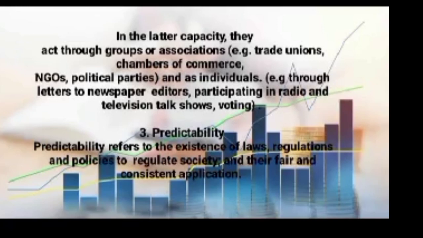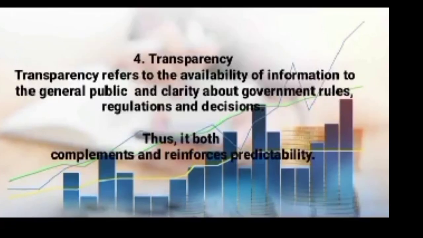Three is predictability. It refers to the existence of laws, regulations, and policies to regulate society under fair and consistent application. Four is transparency. It refers to the availability of information to the general public and clarity about government rules, regulations, and decisions. Thus, it both complements and reinforces predictability. The difficulty with ensuring transparency is that only the generator of information may know about it and may limit access to it.